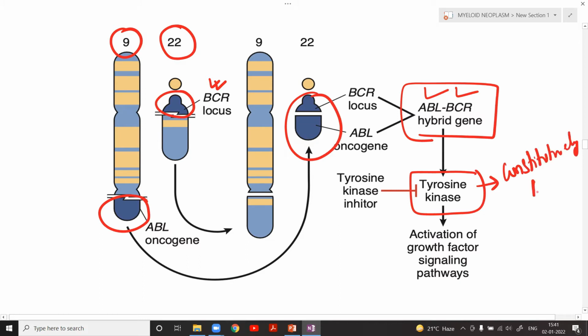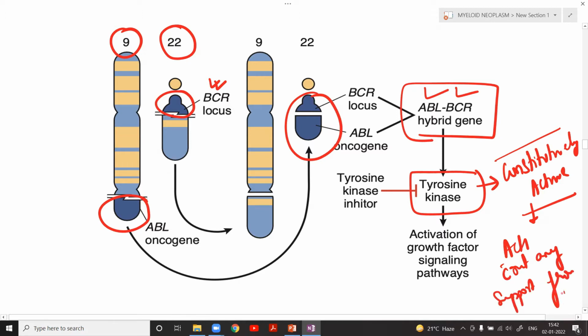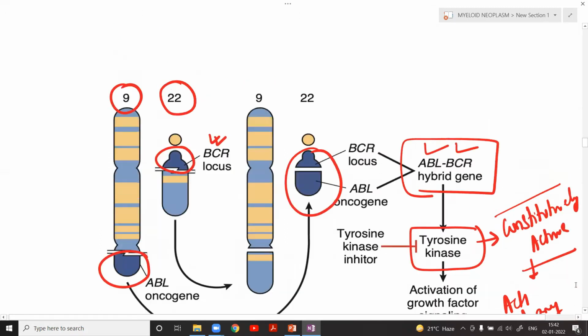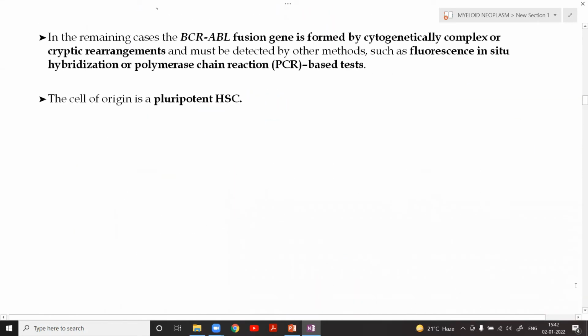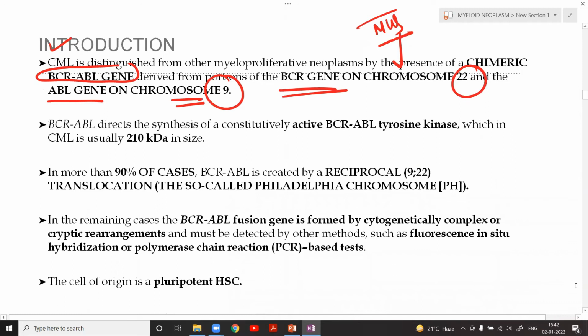Constitutively active. What is the meaning of constitutively active? Yes, can anyone tell me? It acts without any support from growth factor. Without any support from growth factor. Okay. So let us see over here. So this BCR-ABL gene is directing the synthesis of a constitutively active BCR-ABL tyrosine kinase.